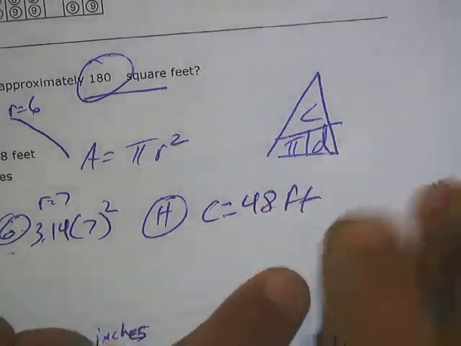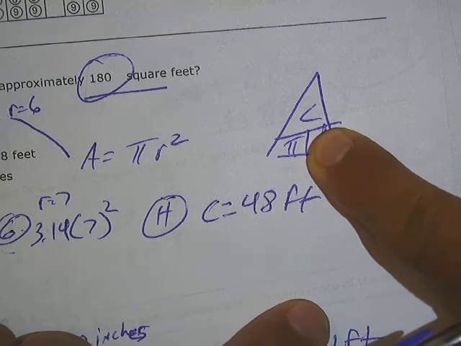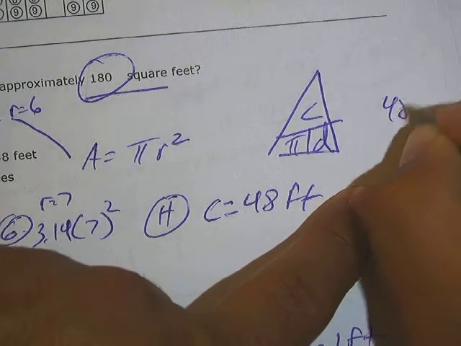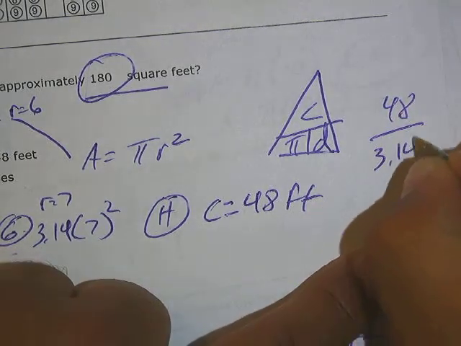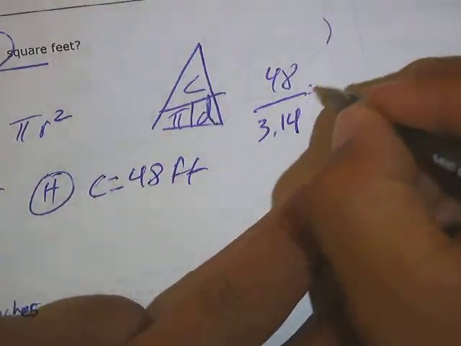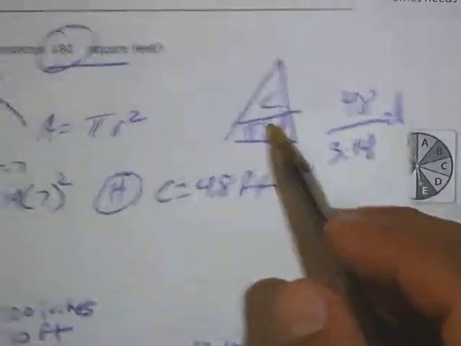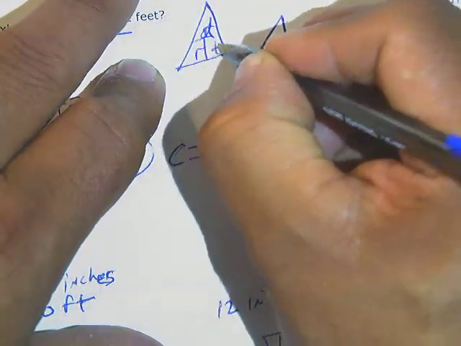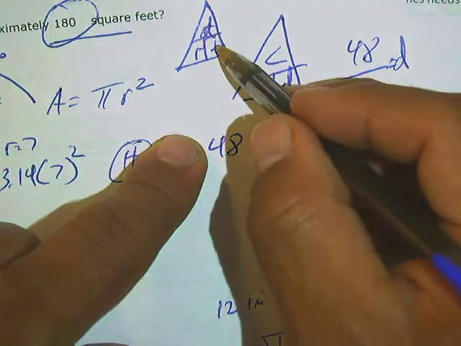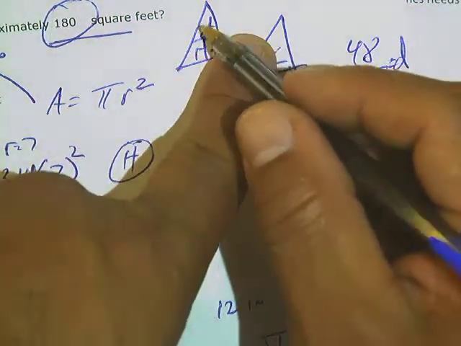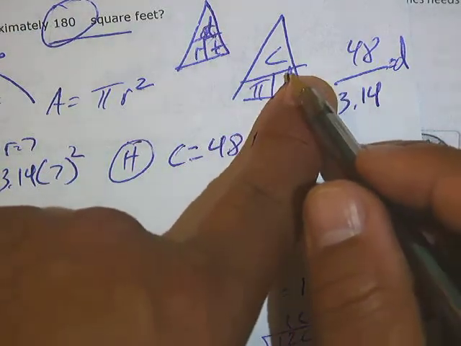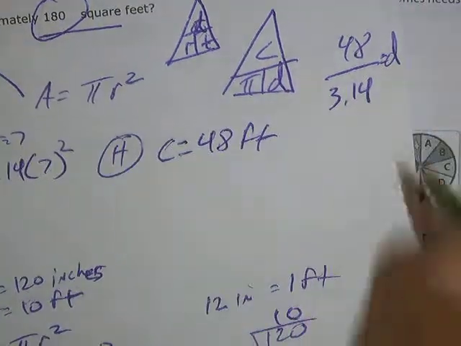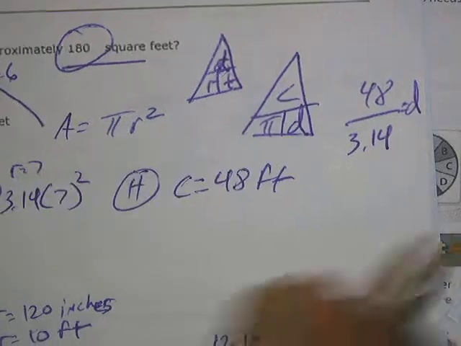Okay, we still need H. Well, H is this. If I do this triangle here, circumference is equal to pi times diameter. Well, if I know the circumference is 48, I need to find the diameter. This is what I do. I divide circumference by pi. So then I can put here, circumference is 48 divided by 3.14. This will give me the diameter, because of this, which is related to distance equals rate times time.